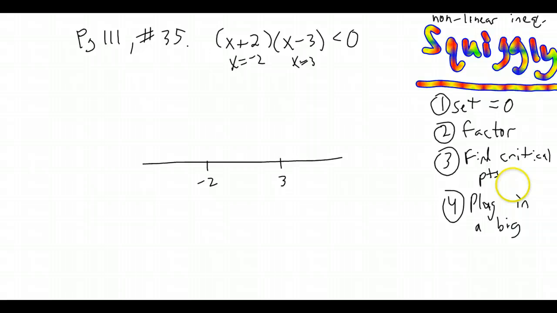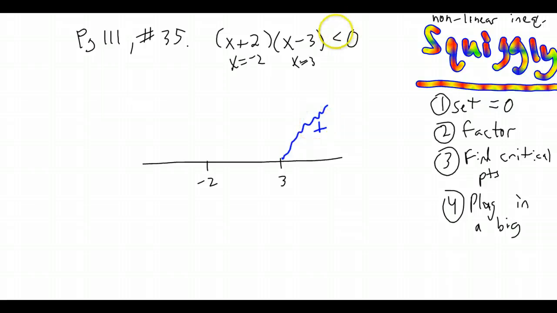So if I plug in any number bigger than 3, let's say 10, for x, 10 plus 2 is 12, that's a positive number. 10 minus 3 is 7, 12 times 7 is a positive number. Well, a positive number times a positive number is a positive y value. So I don't care where that y value is, I know it's positive. So in this interval to the right of 3, I plugged in a number and found out the solution was positive when I plugged in 10 for x. So I know this part of the graph is positive.